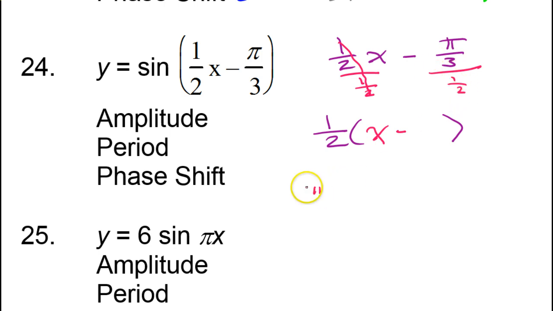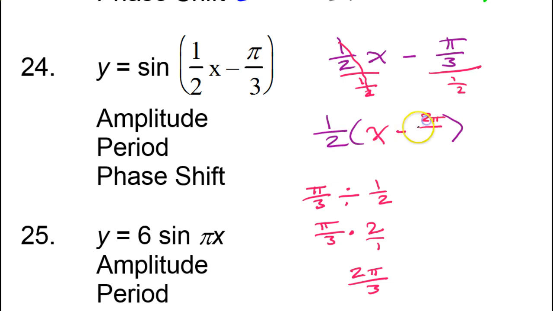Well, I'm hoping you know that pi over 3 divided by 1/2, if you want to divide by a fraction, you have to multiply by the reciprocal. So this would be the same thing as pi over 3 times 2. So that's going to give us 2 pi over 3. So we will have 1/2 out front, but then on the inside we will have x minus, and this will be 2 pi over 3.